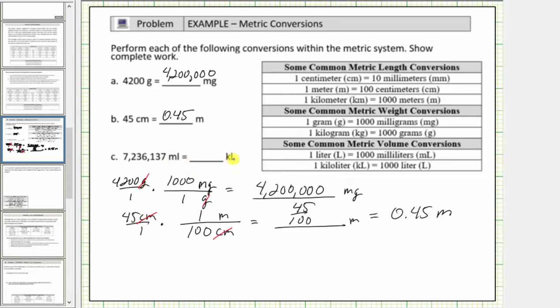Let's look at the last example. We want to know how many kiloliters are in 7,236,137 milliliters. Notice how here we're using a lowercase l and the table uses capital L's. Both forms are accepted. We first write the value as a fraction with a denominator of 1. We do not have a conversion directly from milliliters to kiloliters, and therefore we'll have to use 2 unit fractions.